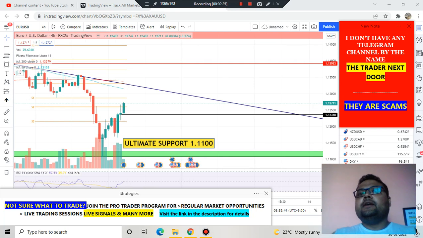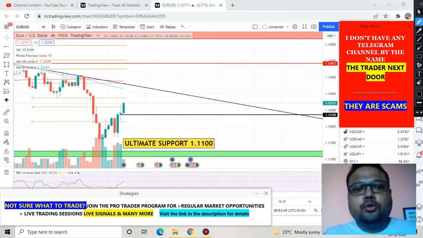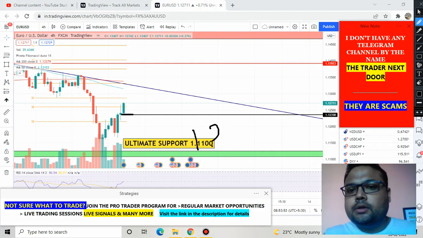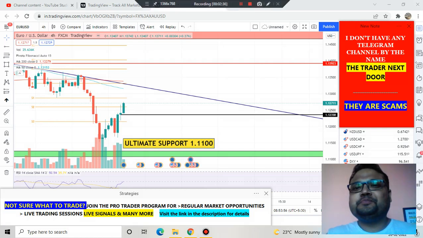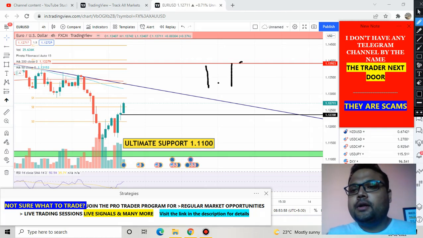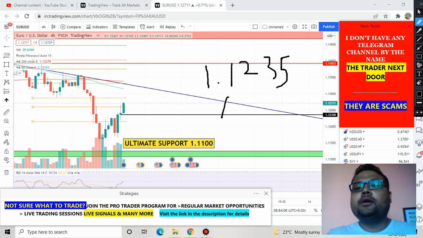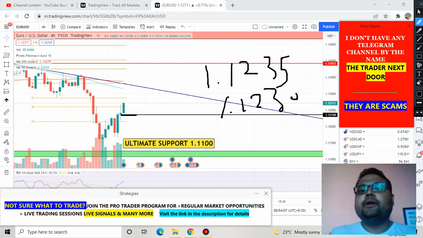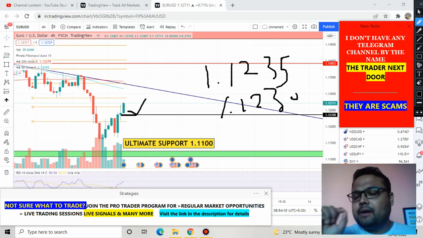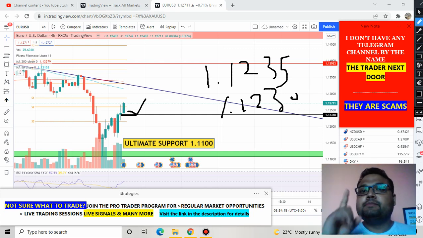If we see the recovery mode in continuation on Monday as well, we should look for a buy around this level, 1.1235 or 1.1230. Around this level we can hope that if the market comes down, we can get some recovery or some bounce from here. If the market bounces from this particular level, we can go for a buy. Just make sure that the market is still on the recovery mode.